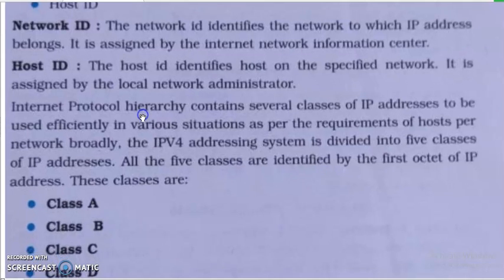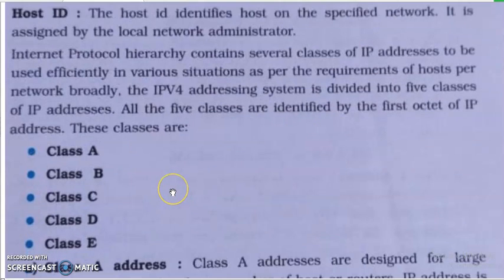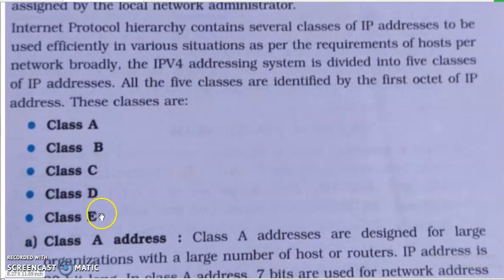The internet protocol hierarchy contains several classes of IP addresses. Now we are talking about the different IP address classes, and they are used efficiently in various situations as per the requirement of hosts per network. The IP version 4 addressing system is divided into 5 classes. All 5 classes are identified by the first octet of the IP address, and these classes are class A, class B, class C, class D, and class E.